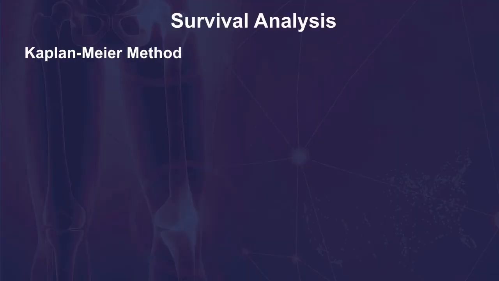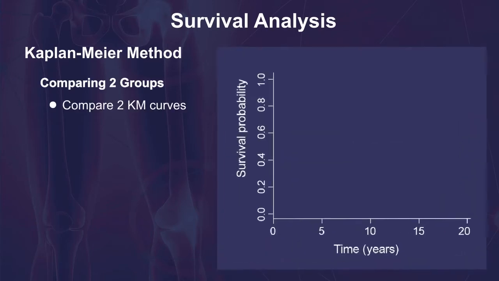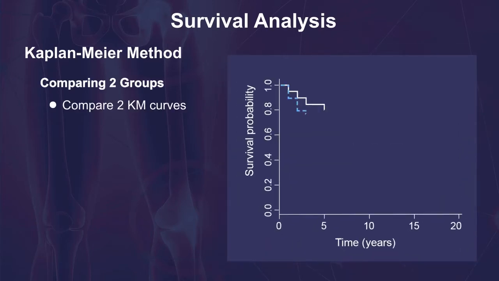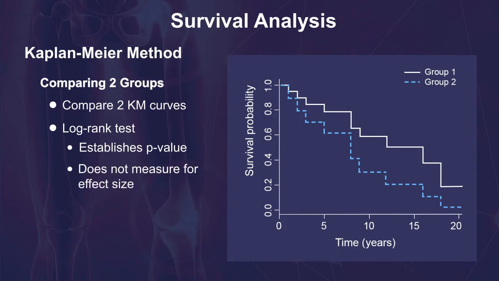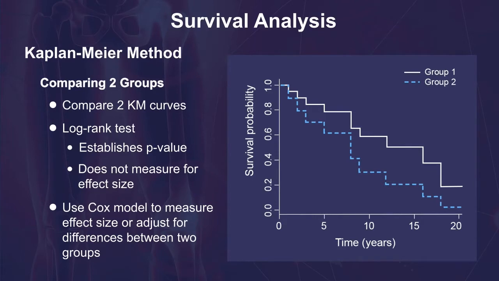Now we start with two Kaplan-Meier plots for two different groups of patients. These might be men and women, or patients with surgeon A compared to surgeon B. When you have two groups, and you want to compare them, the simplest method is to compare the two Kaplan-Meier curves using a log rank test. This will give you a p-value, but no measure of effect size. If you want to get a measure of the effect size, or you want to adjust for something that may be different between the two groups, like age and sex, then you need to use a Cox model.